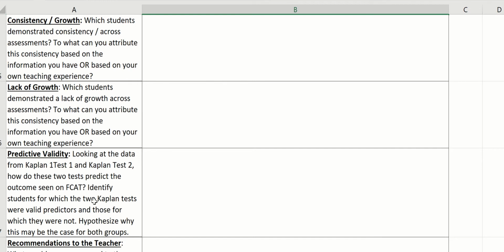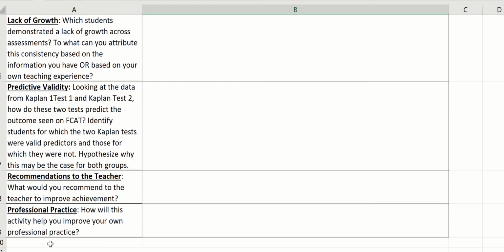Predictive validity means we should be able to see, based on test 1 into test 2, that it should follow the FSA score should be in that range. So take a look at the two tests and the two classes, and are the students, does it work as predictive validity? Do the tests indicate how they will do on the FSA? Okay, so just kind of analyze that data.